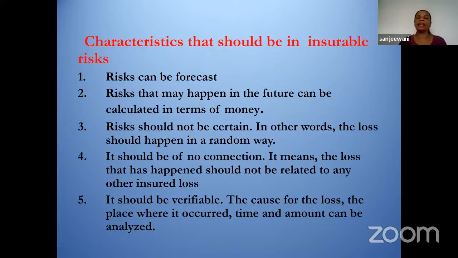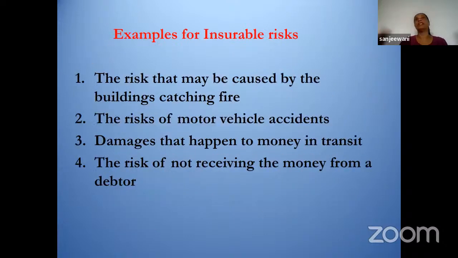Then what are the examples? The risk that may be caused by a building catching fire, right? So a building catching fire can be an insurable risk. When you have a risk like that, you can just check whether all these characteristics are there in this. And the risks of motor vehicle accidents are also insurable risks. Damages that happen to money in transit, when you're sending money, when you're receiving money, right? In the meanwhile if something happened, that is also an insurable risk. The risk of not receiving the money from a debtor is also an insurable risk, right? So these are some of the insurable risks.